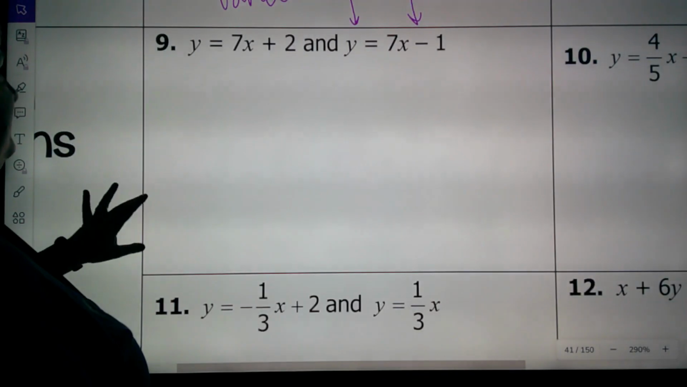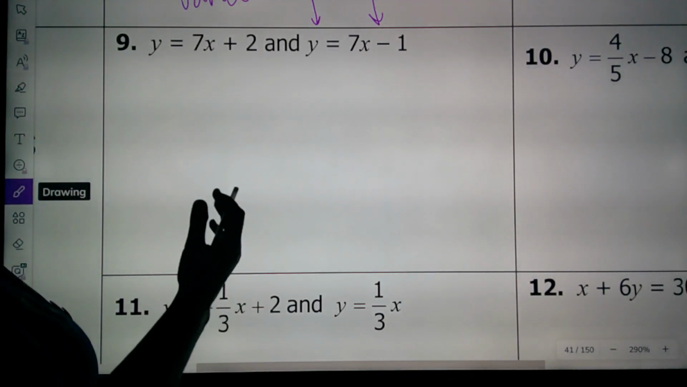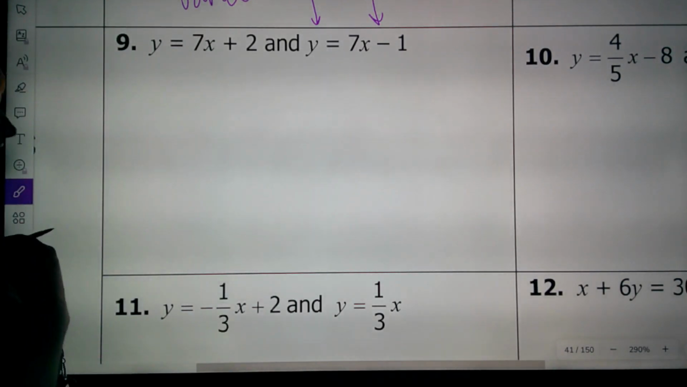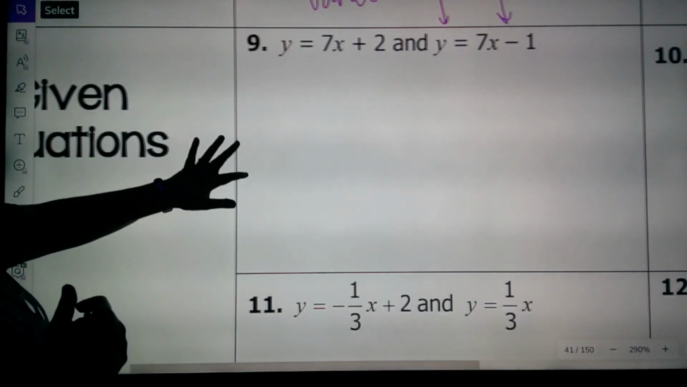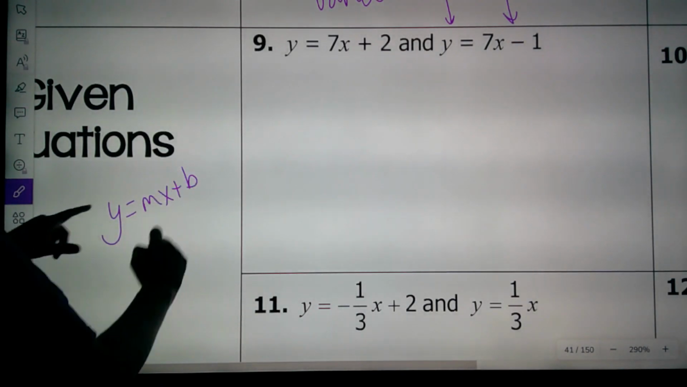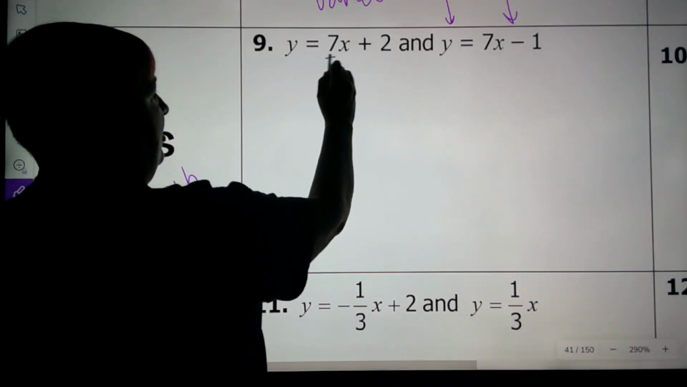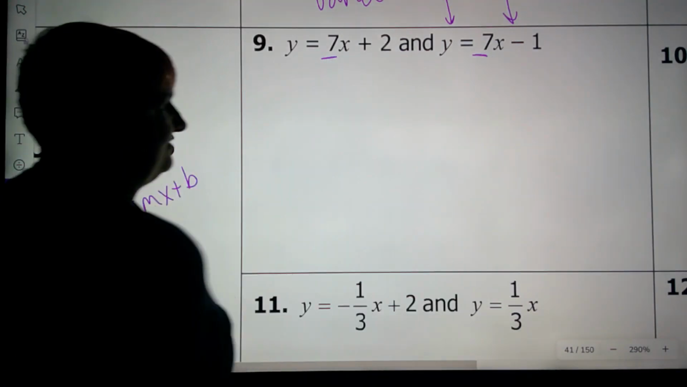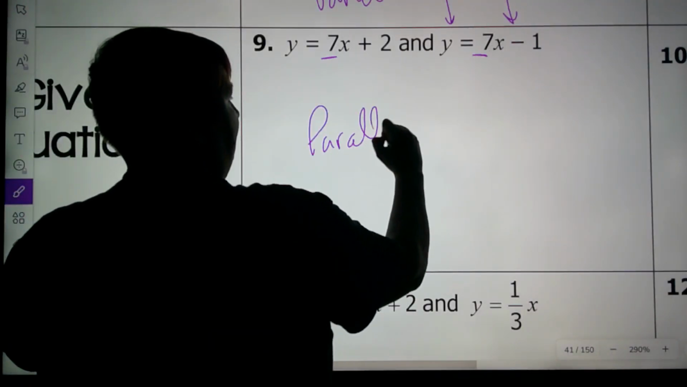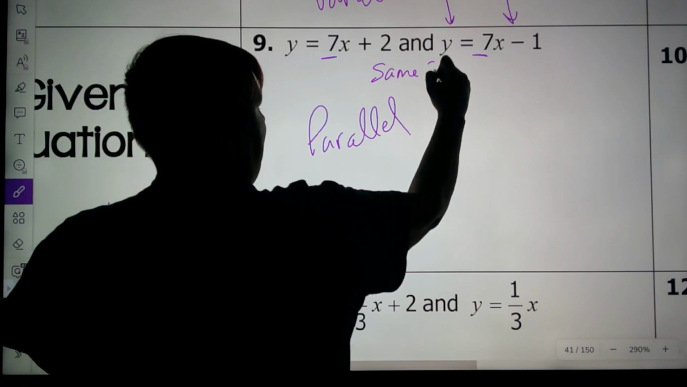Right? Given equations. This is even easier. Instead of giving you 2 points, they gave you the equation. All you have to remember is that if it's in slope-intercept form, y equals mx plus b, which it is, then the slope is the coefficient of x. They have the same slope. They're parallel. Right? Same slope equals parallel.